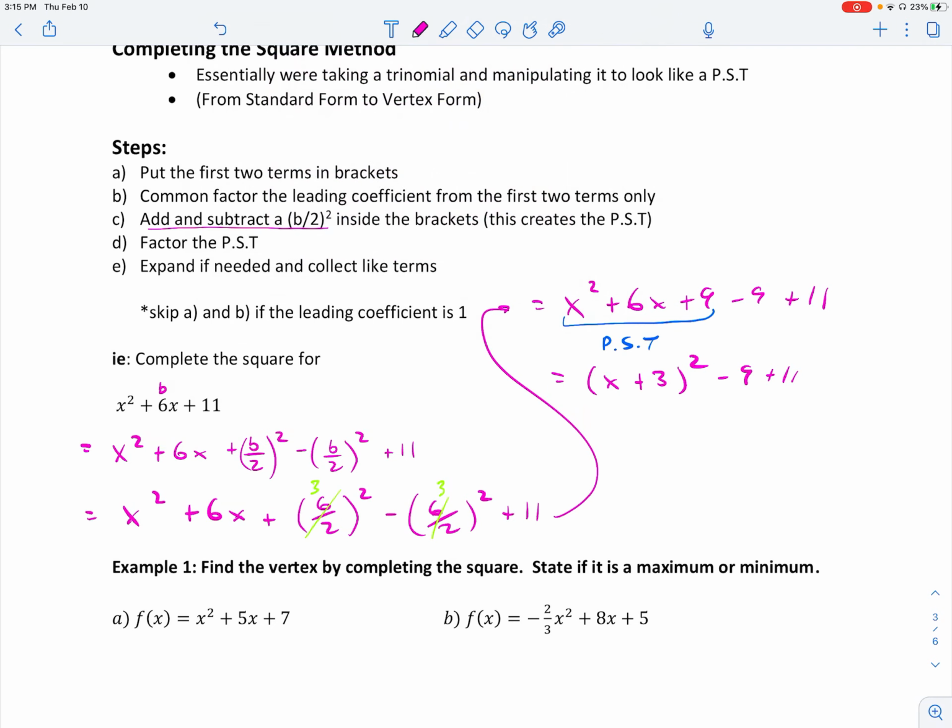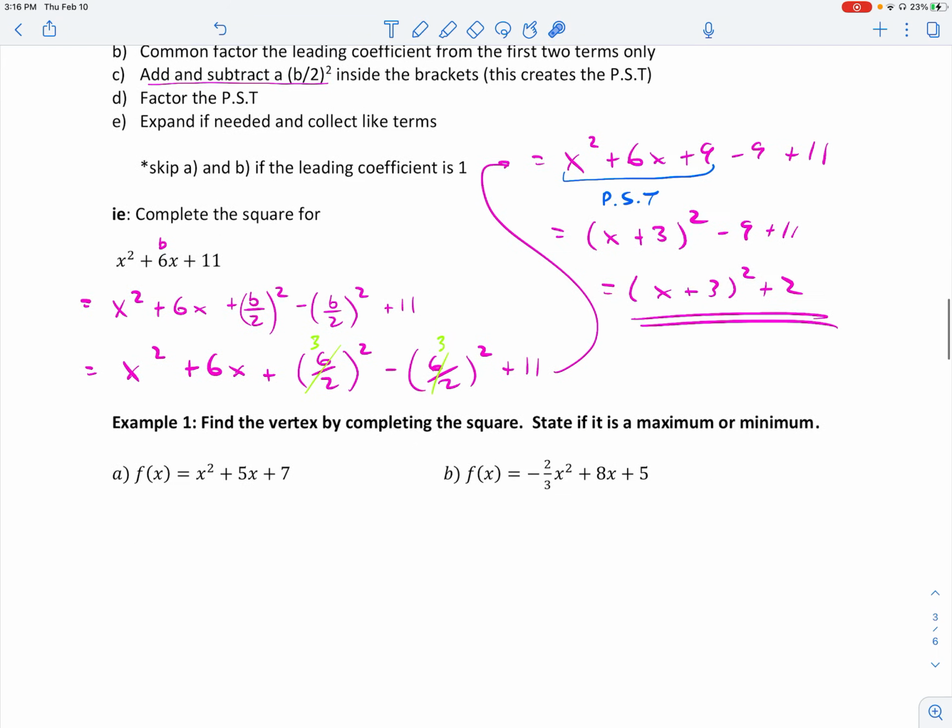That's really easy. We can just perform that operation. Negative 9 plus 11, well, that's just 2. And this polynomial is now put in vertex form. We just finished completing the square. So that's how we would move from standard form to vertex form.